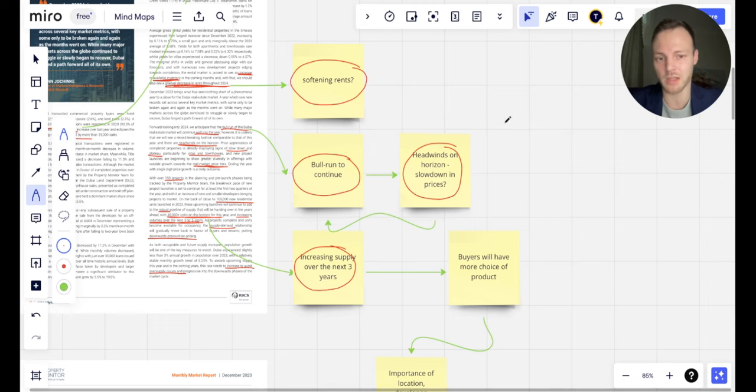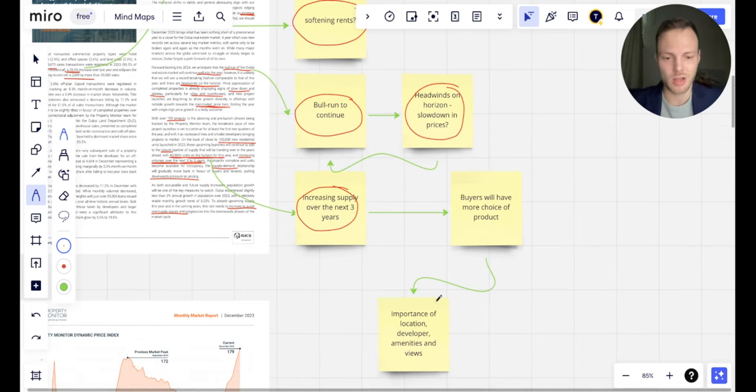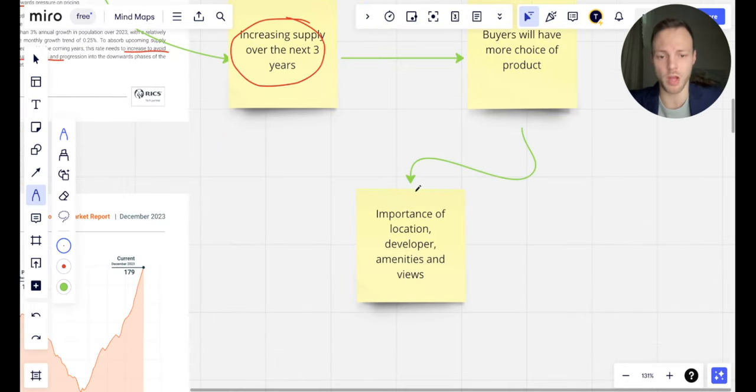The big issue right now for the Dubai real estate market is this. So this is supply. If you are an investor, you need to be very, very aware of who you're buying from, and the importance of the location you're buying into, the developer, the amenities, and the views.